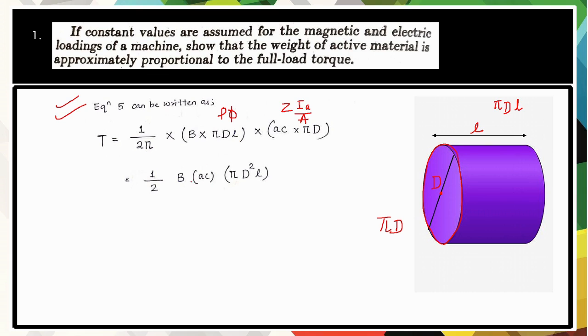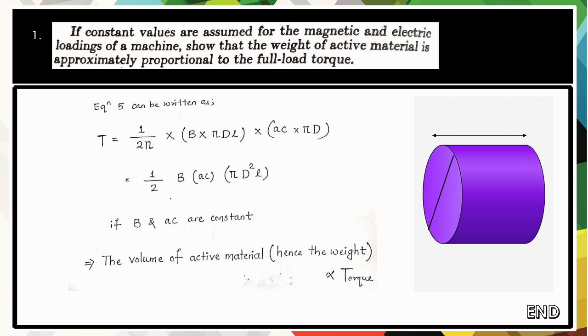So you can write B into AC into pi d square L. Now one of the pi and pi will be cancelled, so only one pi will remain. D into d square L is written here, B is written here, AC is written here. So B into AC pi d square L. This is the expression we got for T.